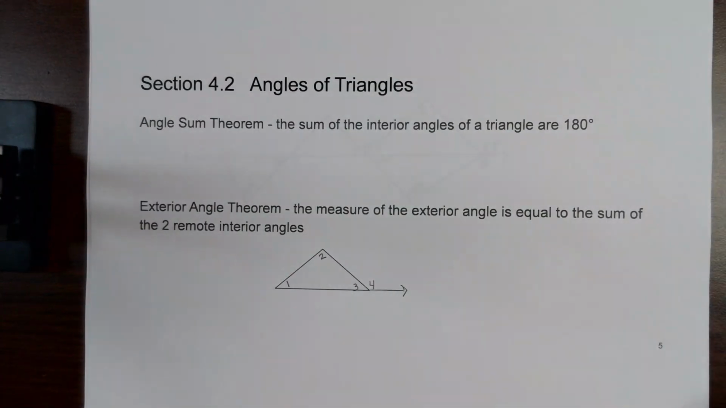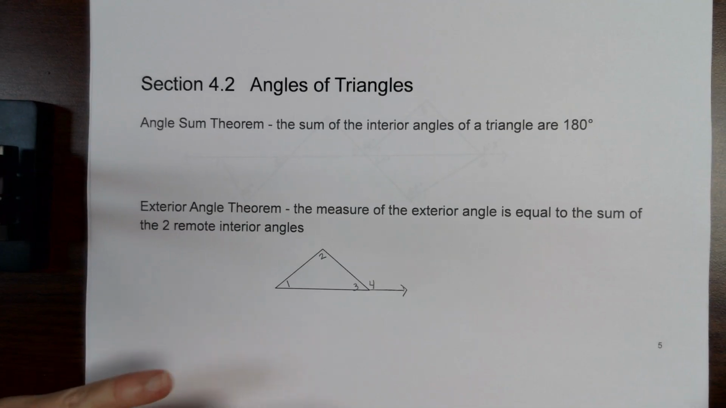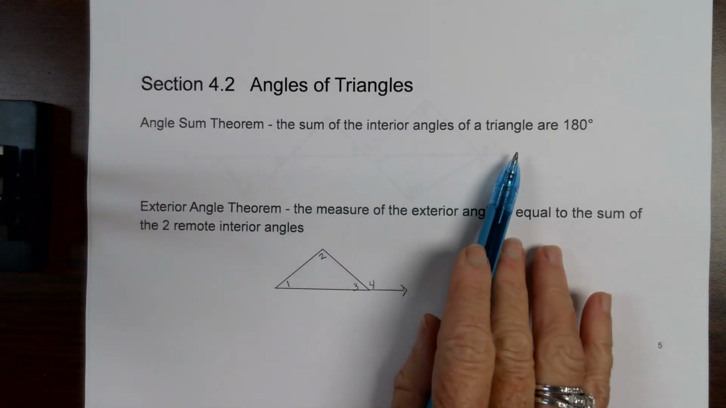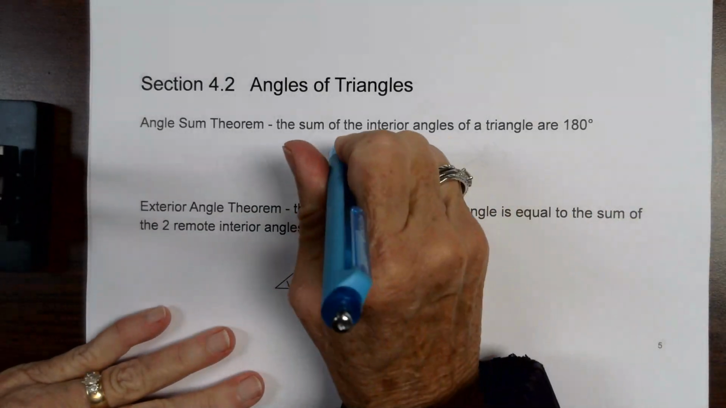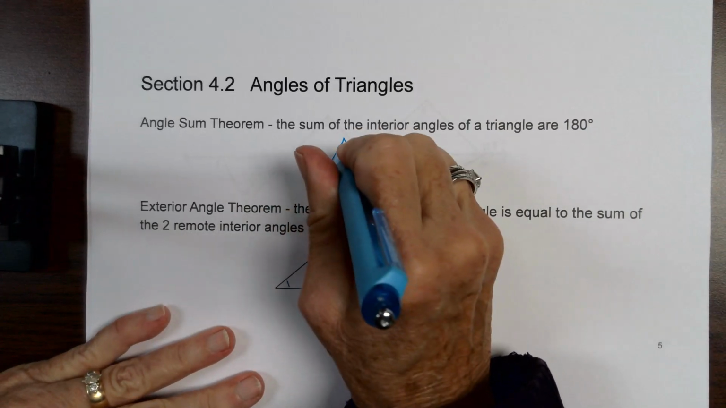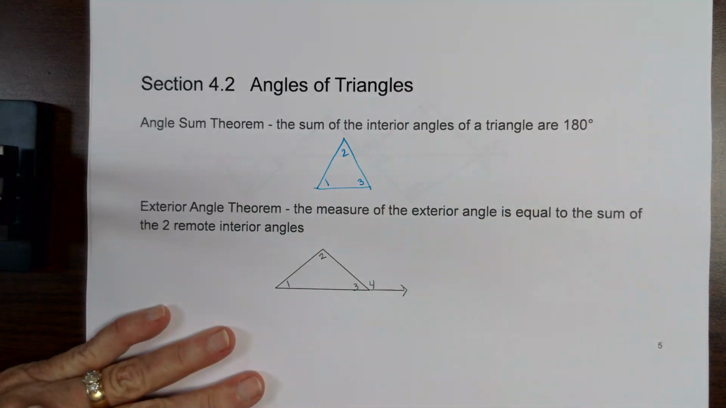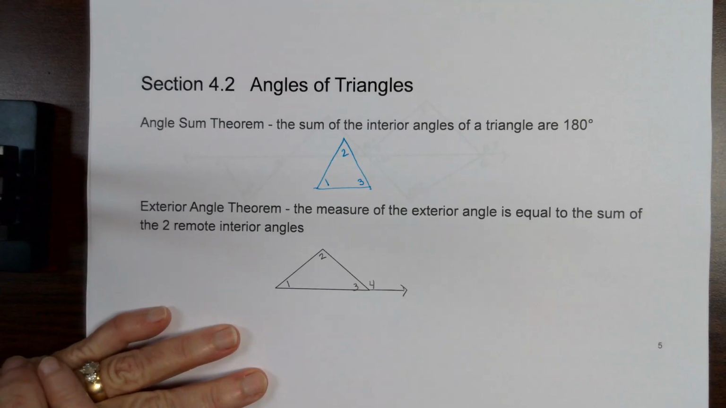Section 4.2 has to do with the angles of a triangle. There were a couple of theorems that we learned. The sum of the interior angles of a triangle is 180 degrees. So basically it says if this is angle 1, angle 2, and angle 3, if I add the measurements of those three angles together, it's always going to equal 180 degrees.